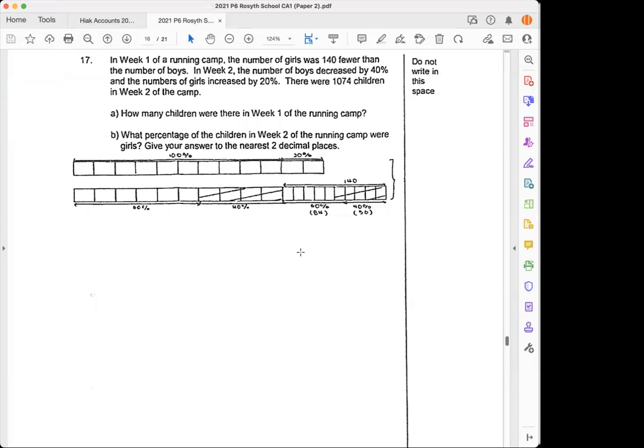Okay. Now, week 1, let's draw the model. Week 1. Okay. Of a running camp, the number of girls was 140 fewer than the number of boys. So whenever there's a difference, draw a model. So girls is 140 fewer, okay?